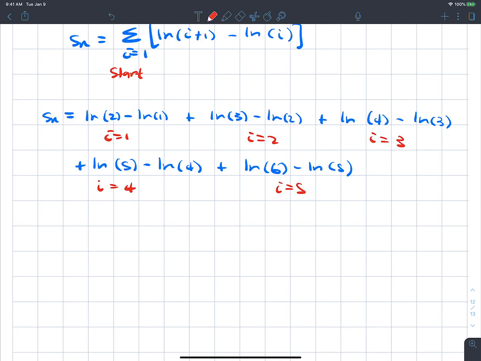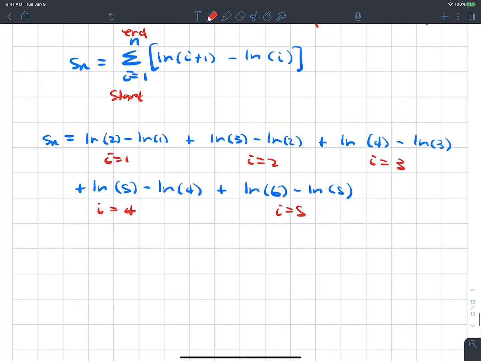Now let's see what in fact is collapsing here. We want to see what's collapsing for us, because even though we didn't stop at n yet, we have to end at n. I just want to see what that pattern is. So notice this: natural log 2, the first term of the first pair, and the last term of the second pair are going away.